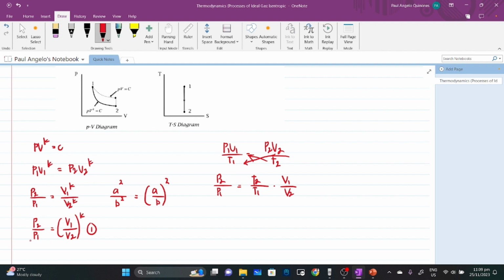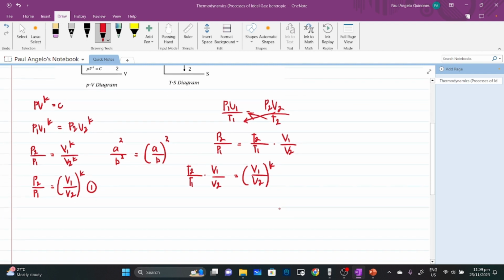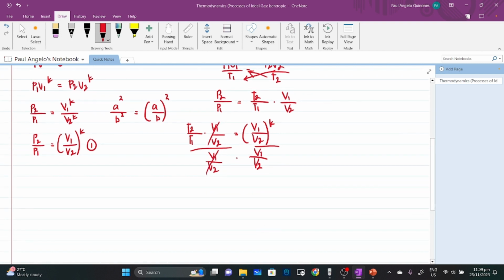Next. Now we know P2 over P1 is equal to this, so let's substitute the term P2 over P1 here. We will have T2 over T1 times V1 over V2 is equal to V1 over V2 raised to K. We need to isolate T2 over T1, so the V1 over V2 here must be cross-multiplied. Let's divide both sides by V1 over V2. This one will cancel out, leaving us with T2 over T1 is equal to quantity V1 over V2 raised to K, over V1 over V2.